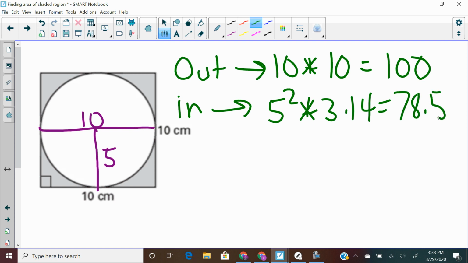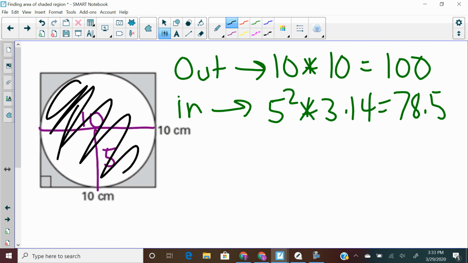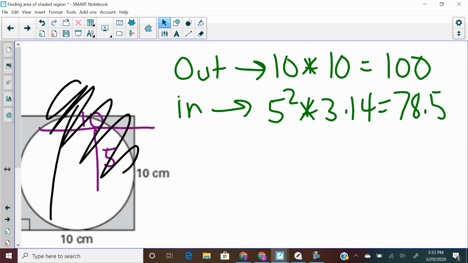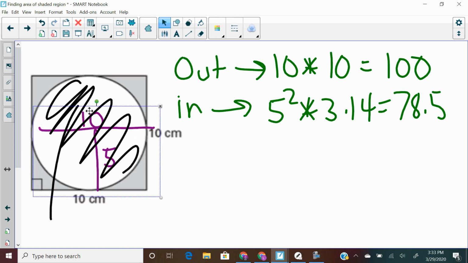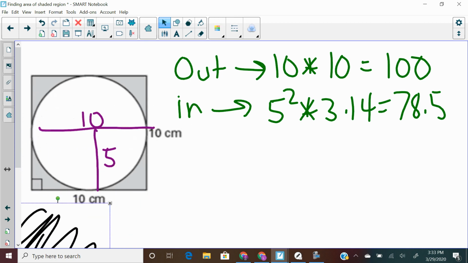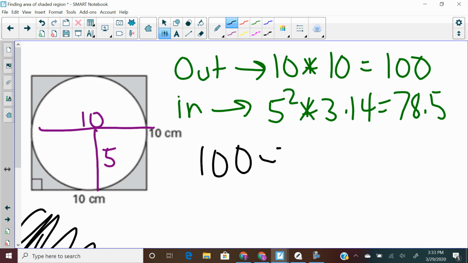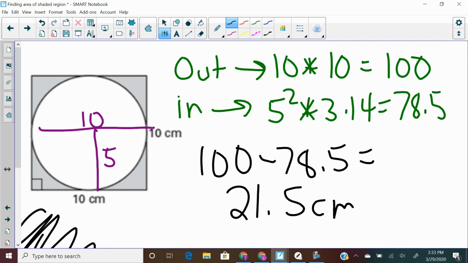Then, again, I want to take out this whole entire circle. It's like I'm removing it. To remove it is to take away, or subtract. So I'm going to do 100 minus 78.5, which is 21.5. So the shaded region is 21.5 centimeters squared.